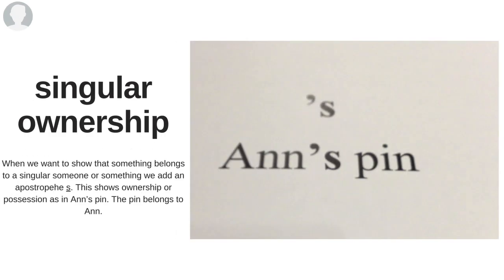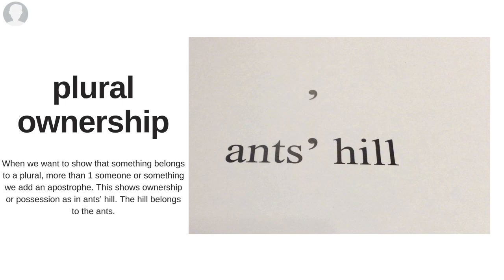Articles. Article A is used before words that begin with a consonant sound, as in a pan. Article an is used before words that begin with a vowel sound, as in an ant. Singular ownership. When we want to show that something belongs to a singular someone or something, we add an apostrophe S. This shows ownership or possession, as in Anne's pen. The pen belongs to Anne. Plural ownership. When we want to show that something belongs to a plural, more than one someone or something, we add an apostrophe. This shows ownership or possession, as in ants' hill. The hill belongs to the ants.